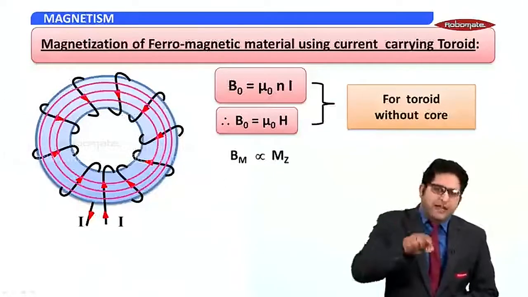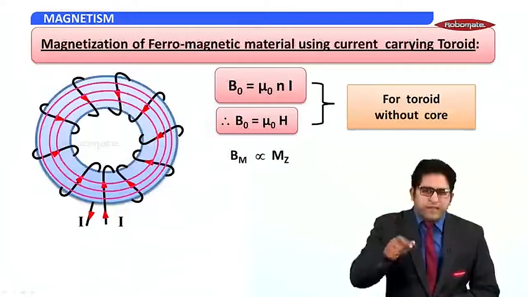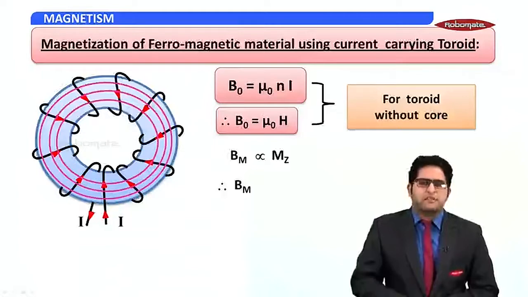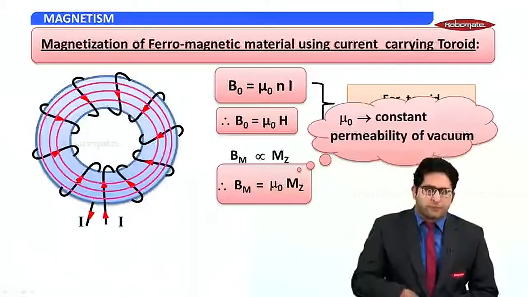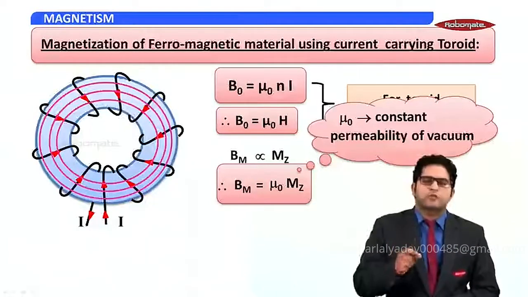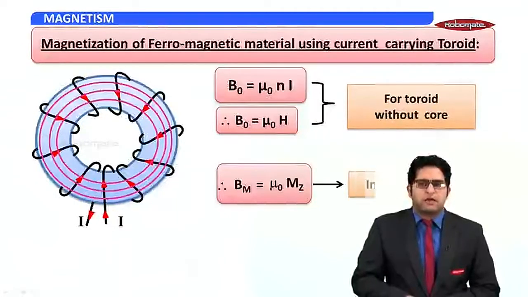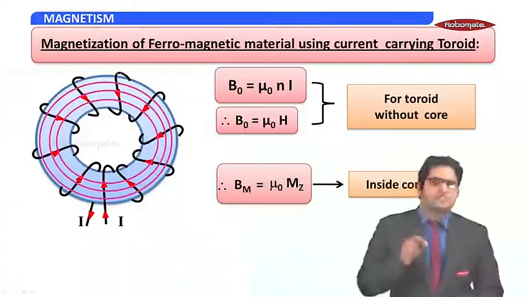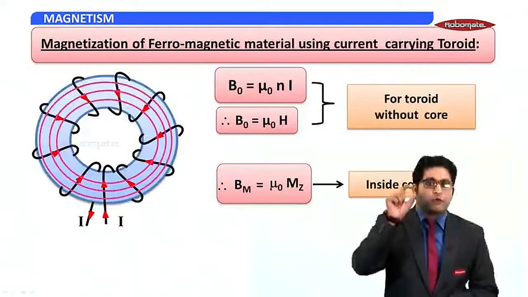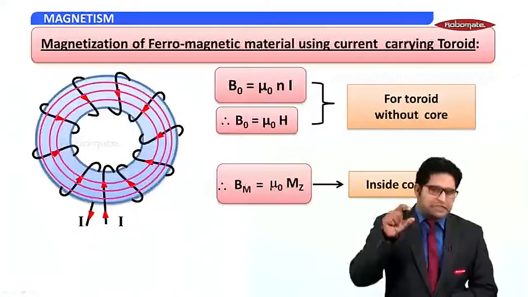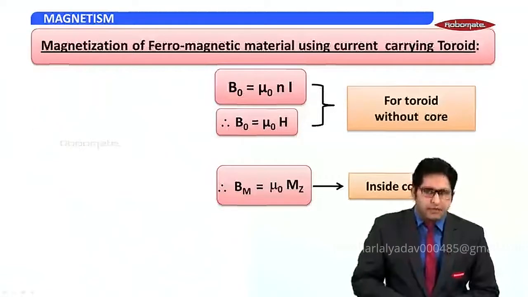So greater the magnetization, greater will be the magnetic induction in this case. If I replace the proportionality sign, I'll get Bm is equal to mu naught into Mz, where mu naught is the constant of proportionality, and it is also referred to as permeability of vacuum. So let us move further. This last formula represents magnetic induction which is produced inside the core. So the first two formulas are for the toroid without core, and the last formula, which is of Bm, is present inside the core.